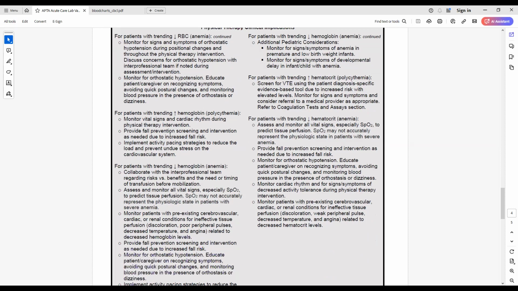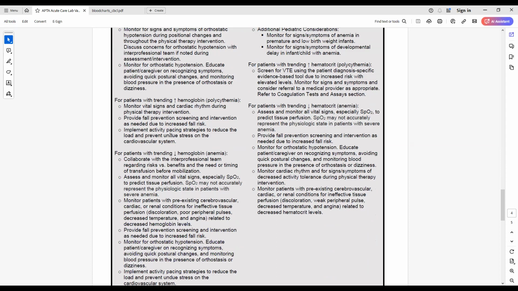For patients with a trending increase in hemoglobin, or polycythemia, monitor vital signs and cardiac rhythm during physical therapy intervention. Provide fall prevention screening and intervention as needed due to increased fall risk. Implement activity pacing strategies to reduce the load and prevent undue stress on the cardiovascular system.